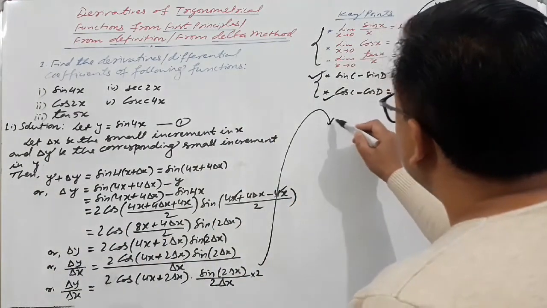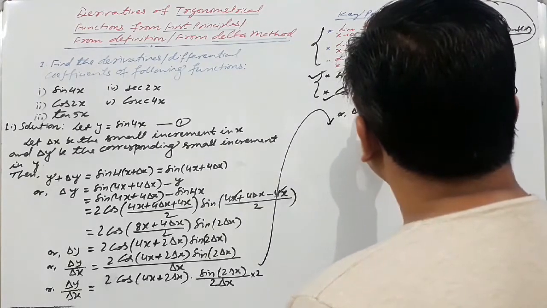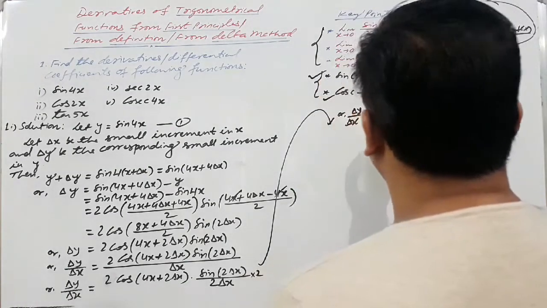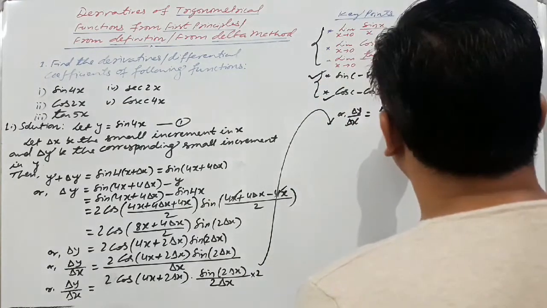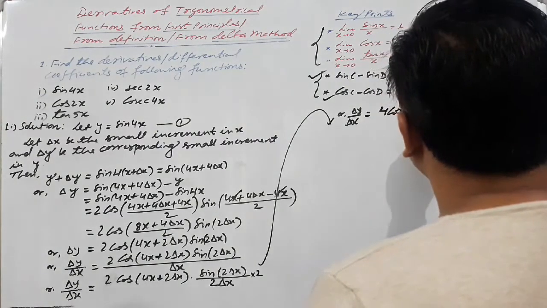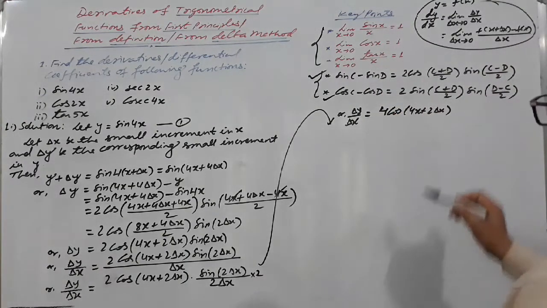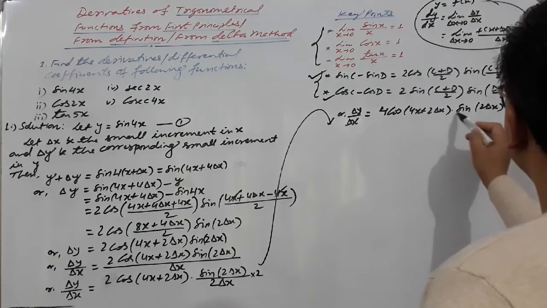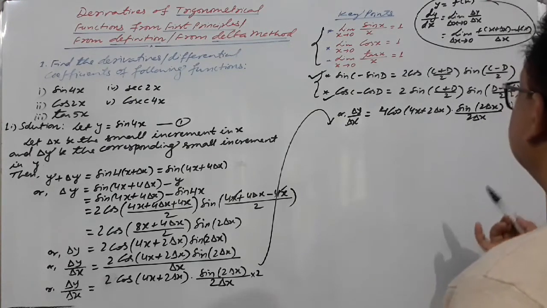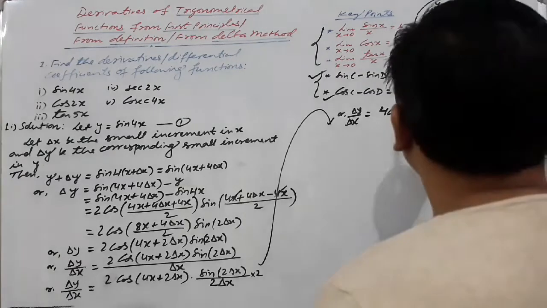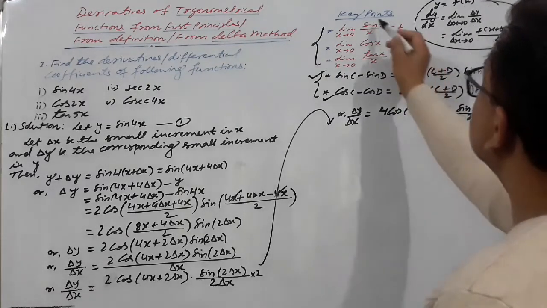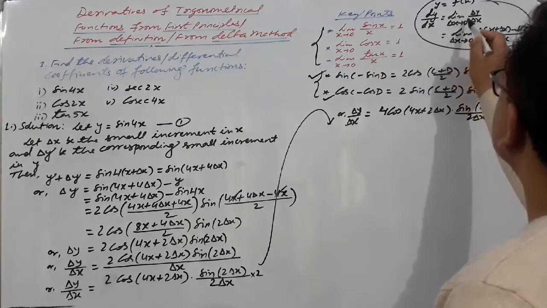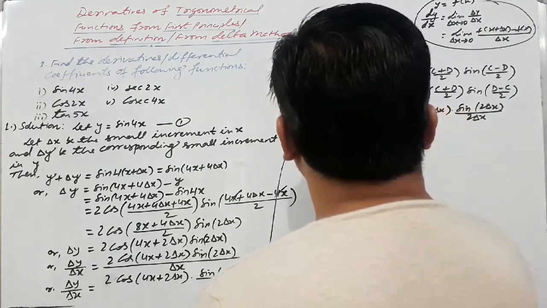After that I'm going to write down here delta y by delta x is equal to 2 times 2, which is 4, cos 4x plus 2 delta x times sine of 2 delta x over 2 delta x. Now we have simplified and brought it at least in this form. Now we got the value of delta y by delta x, and to find dy by dx we have to use limit.